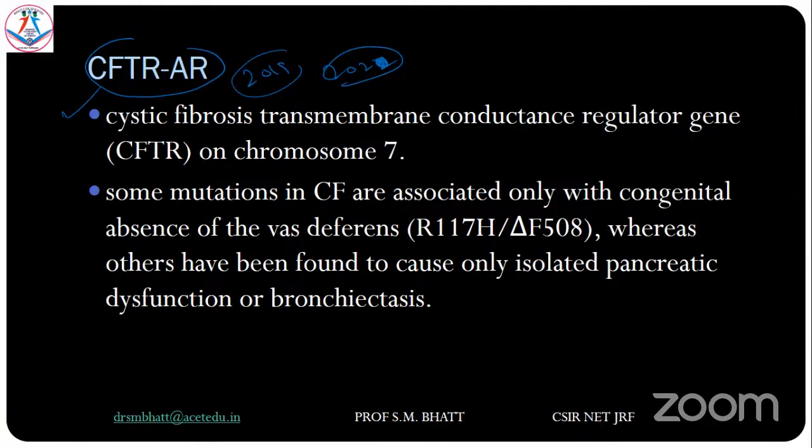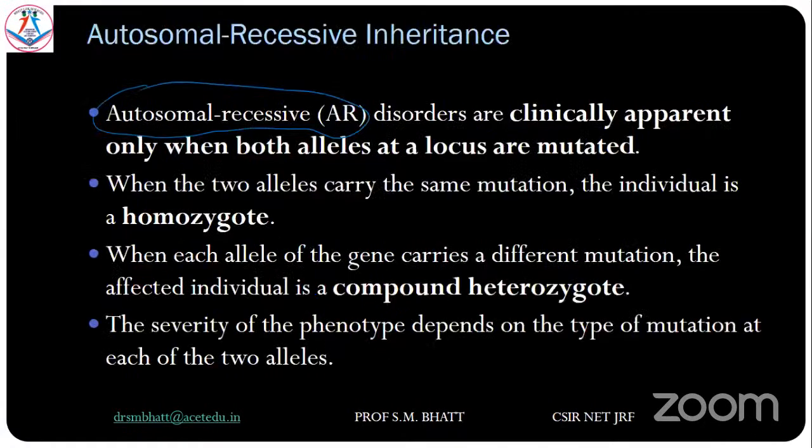So CFTR, widely known as the cystic fibrosis transmembrane conductance regulator gene, is located on chromosome number 7. If there is dysfunction, it can cause bronchitis. This occurs sometimes in children, sometimes in adults, and is only because of AR, an autosomal recessive disorder. It means if the two alleles carry the same mutation, the individual is homozygote.